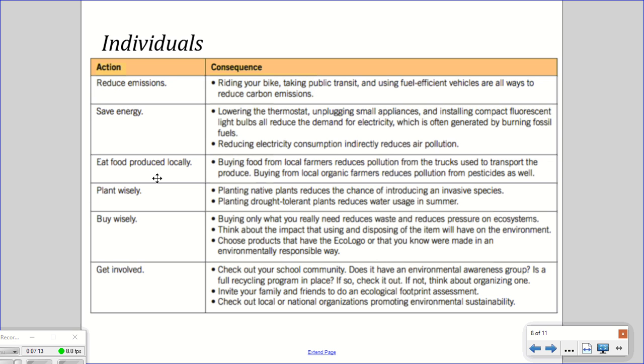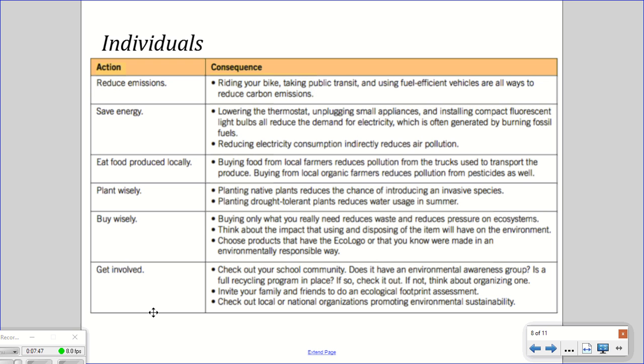Eating foods that are locally produced, so buying from local farmers, reduces pollution from the trucks used to transport the produce. Buying from local organic farms reduces pollution from pesticides as well. And then plant wisely, so planting native plants helps reduce the chance of introducing invasive species, and planting drought-tolerant plants reduces water usage in the summer. And then buy wisely, buy only what you really need, which will help reduce waste and reduce pressures on ecosystems.